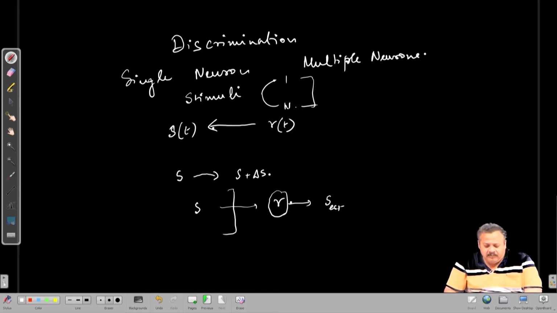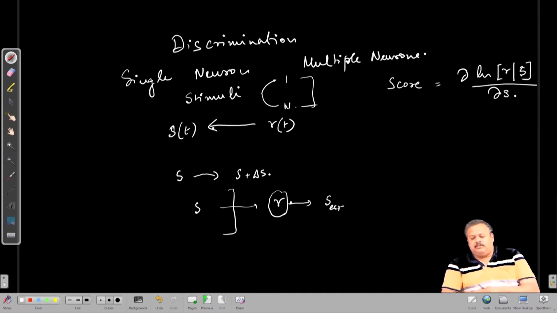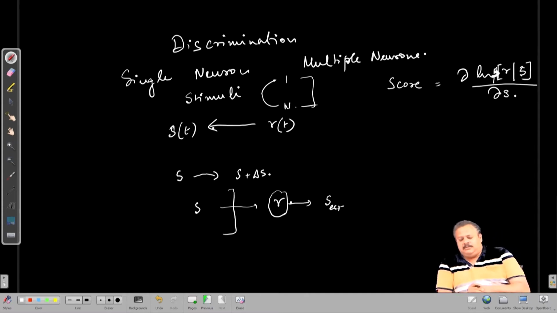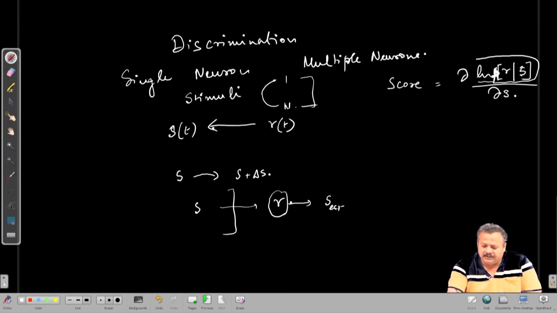So an important term here is what we call the score, which is nothing but the derivative of log of the probability of response given a stimulus S with respect to S. So, the partial derivative of log of probability of response to the stimulus S with respect to S. So, essentially this term here is what we call the log likelihood.